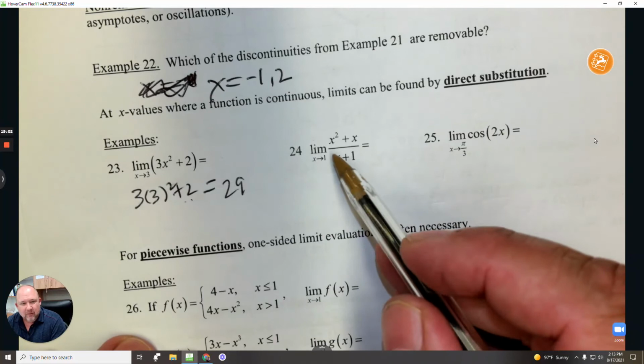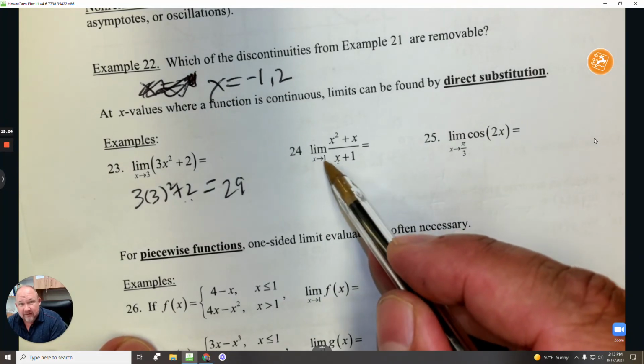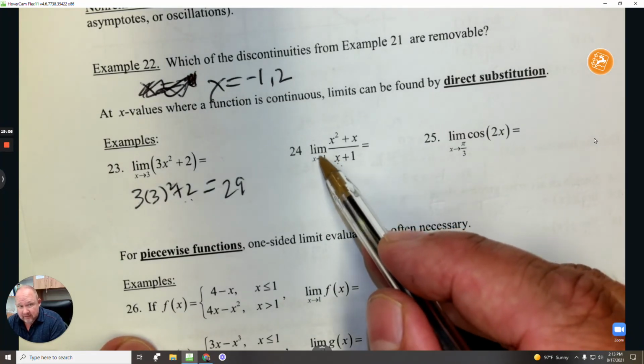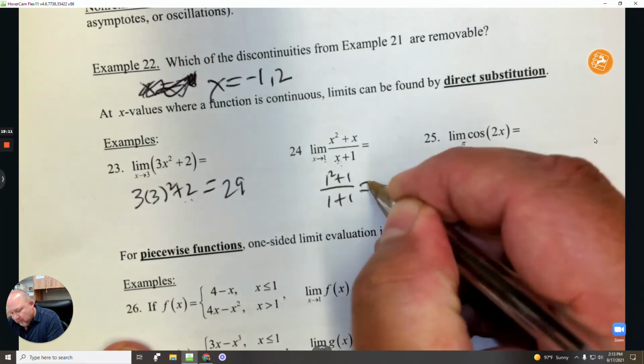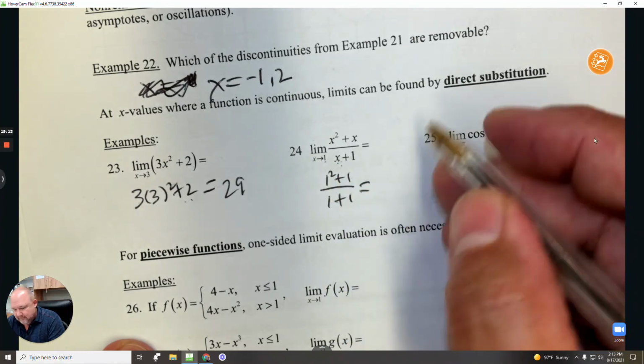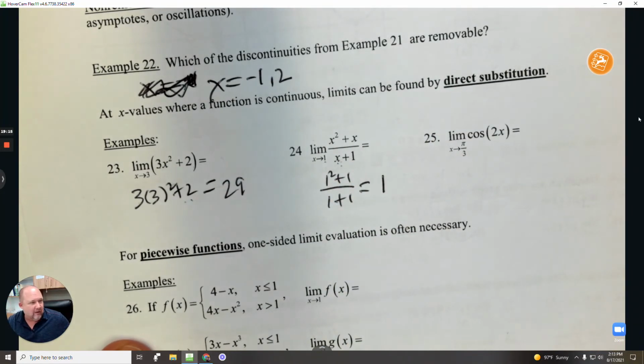For number 24, directly substituting, it's continuous at 1. It's not a discontinuity. So that's 1 squared plus 1 and 1 plus 1. That's 2 divided by 2. So that answer is 1.